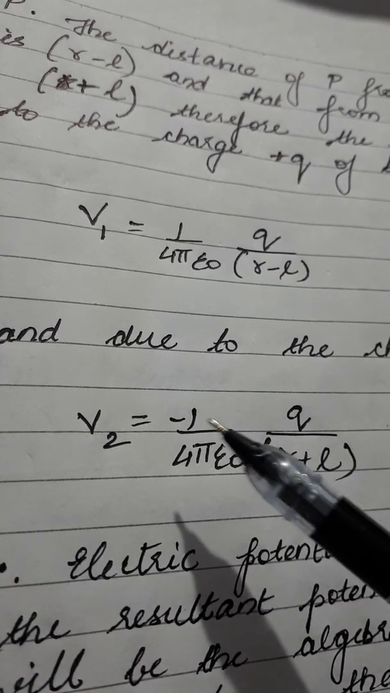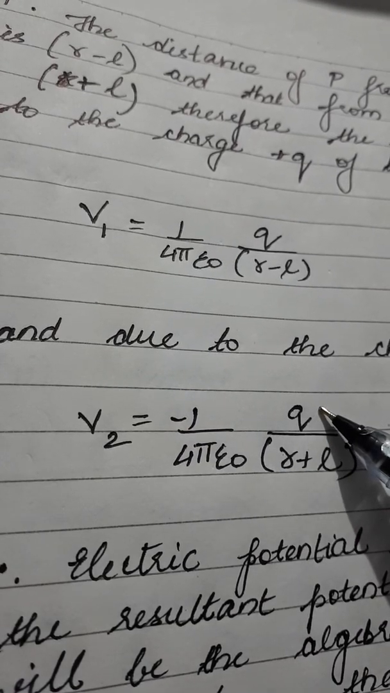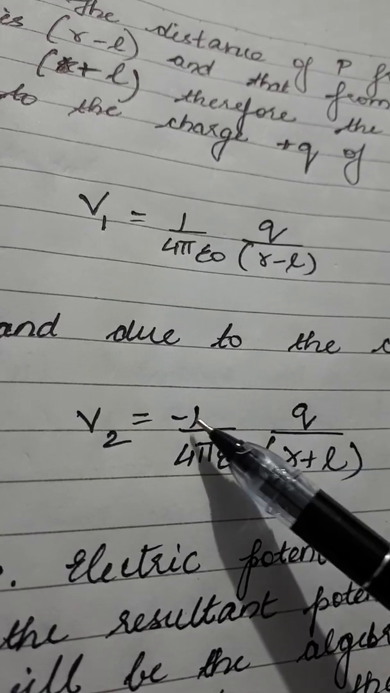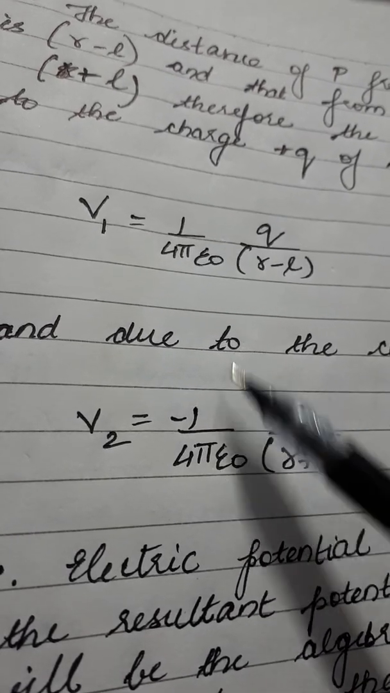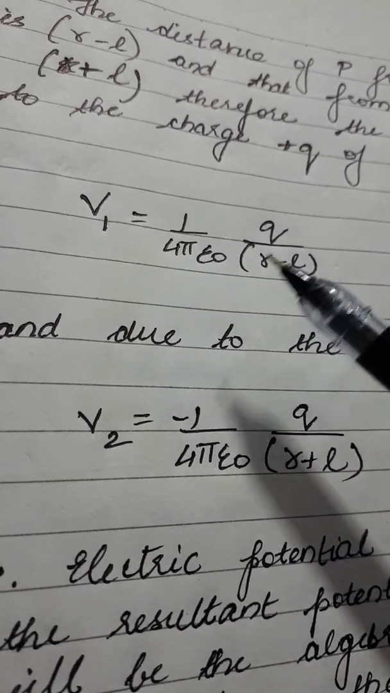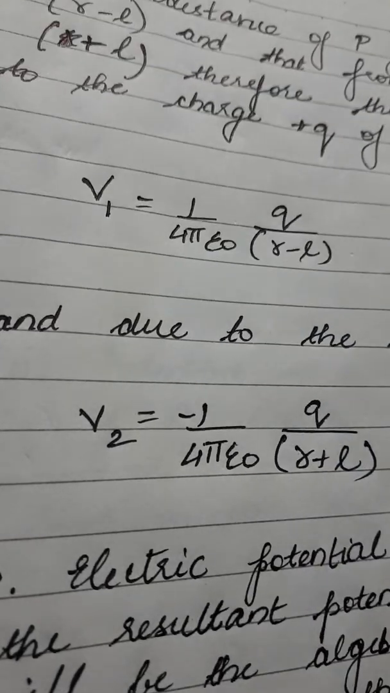How did minus come over here? Minus is the charge of that small point charge. It is negative. Since it is negative, I have written that minus over here. So these are the two potentials at point P. One is due to the positive charge, the other one is due to the negative charge.